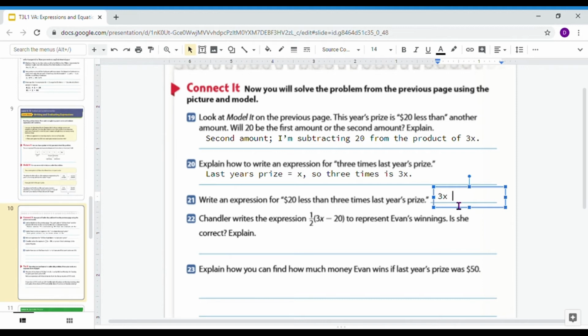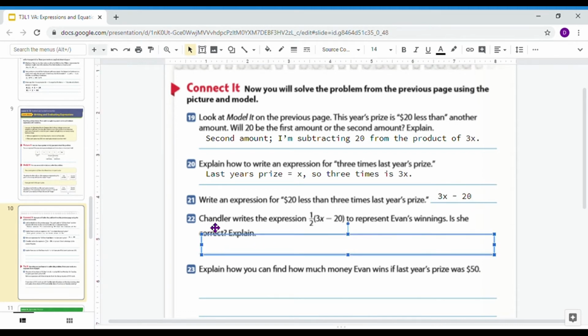So I have 3x minus 20 as my final expression for $20 less than 3 times last year's prize. It says Chandler writes the expression 1/2 times (3x minus 20) to represent Evan's winnings. Is she right? Yes, she is 100% right, because multiplying something by 1/2 is the same as dividing it by 2.